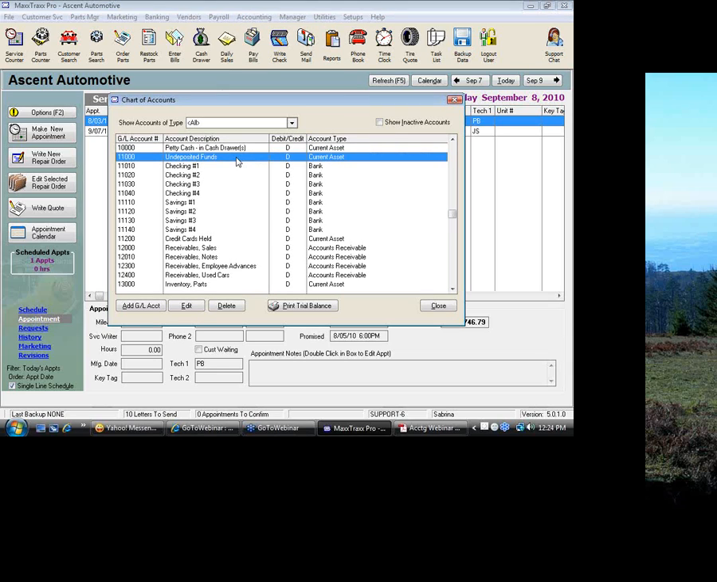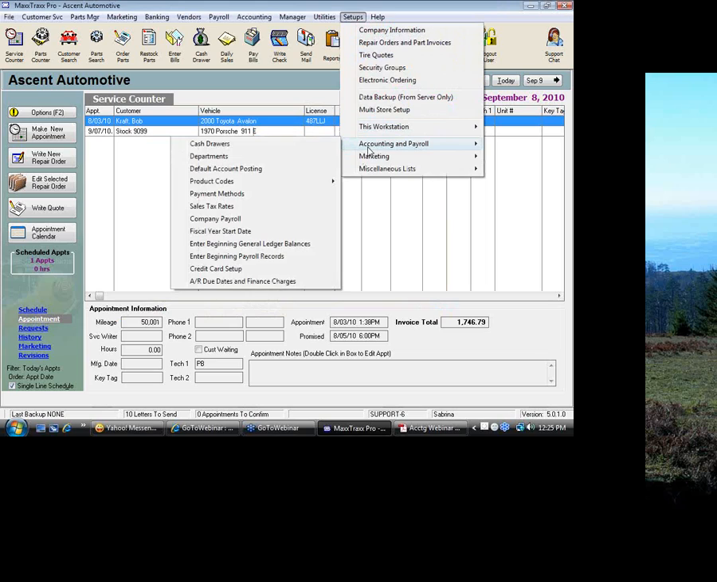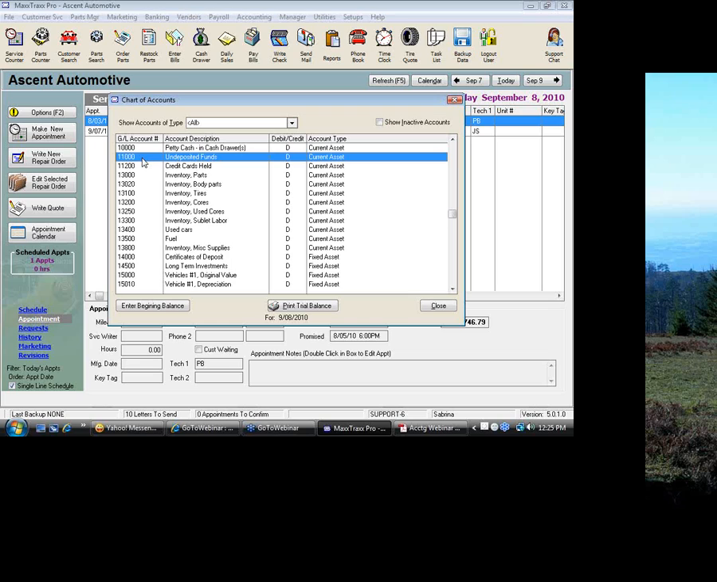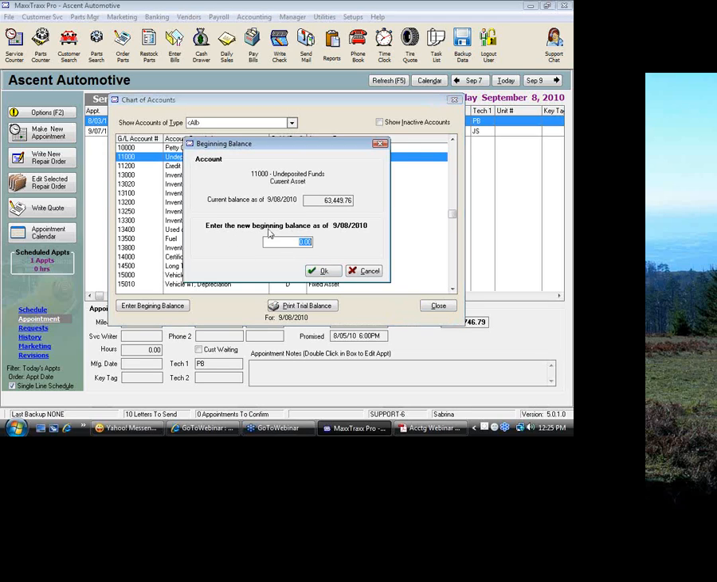The other thing I wanted to talk about is when you're setting up your system, you essentially count all the money that you have on hand. If you have any undeposited checks, if you have any cash on hand, and you want to get that onto your general ledger the first time, the way that we do that, and we'll reference back to this feature a lot, is under Setups, Accounting and Payroll, you have your Enter Beginning General Ledger Balances. And here, you'll enter the date that you want to change your beginning balance. Let's just say today, for example. And then you select that account, undeposited funds. And then it lets you select it and put in an amount. I'll just double click on here, and it says enter the new beginning balance. Now this is another key feature. I want to explain the way that this beginning balance field works.